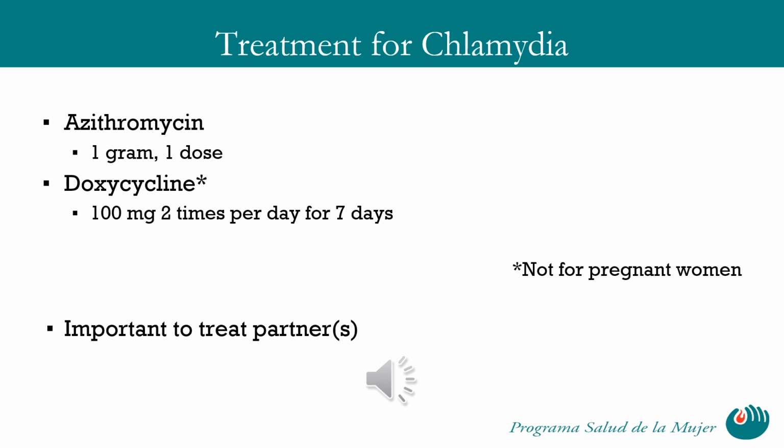Here we have the treatment protocols for chlamydia. The first-line treatment option is azithromycin, administered as a single 1 gram dose. This one-time treatment is effective and convenient, especially in settings where follow-up can be challenging. Alternatively, doxycycline, dosed at 100 milligrams twice daily for 7 days, is also effective, but is not recommended for pregnant women due to safety concerns. Sexual partners must be treated as well to prevent reinfection and further spread of the infection.